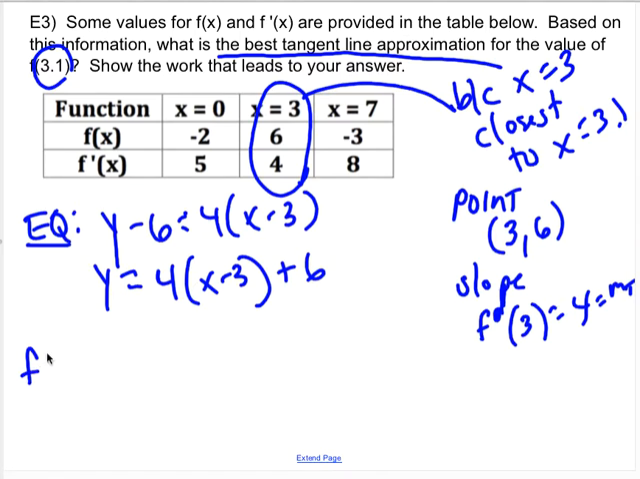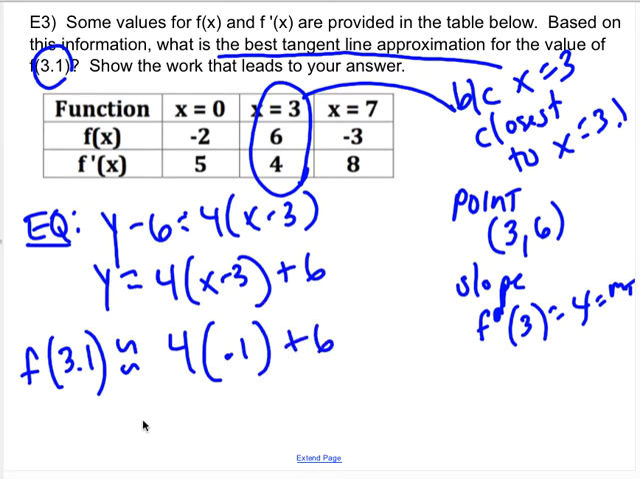Now I'm going to use it and say that f of 3.1 is approximately 4 times 0.1, because that's what 3.1 minus 3 would be, plus 6. So I get approximately 6.4. Right? So this is one of the classic things the AP will do. They'll give you way more information than you need to try and throw you off the scent. The only piece you needed here was x equals 3.